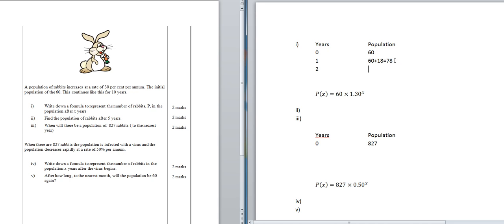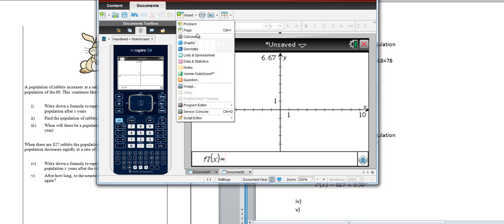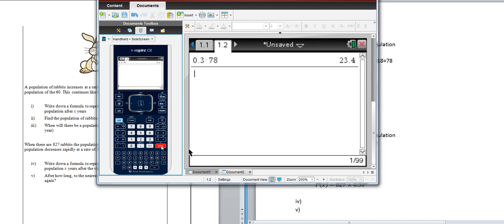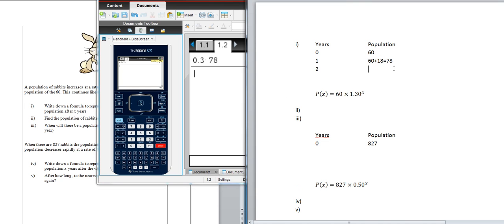a 30% increase. So 30% of 78, 23.4. So we're gonna have 101.4 rabbits after 2 years, etc. So we can just keep going like this, add 30%, and we'll have the population after 3 years, etc.